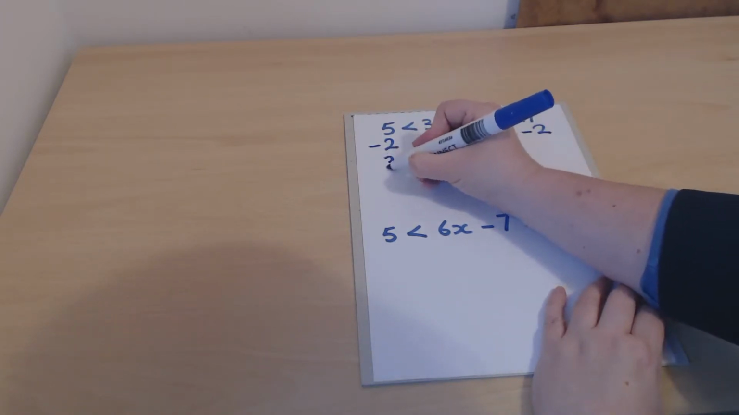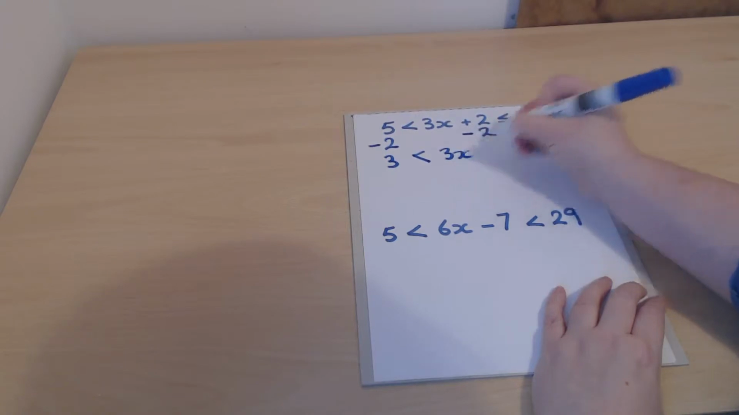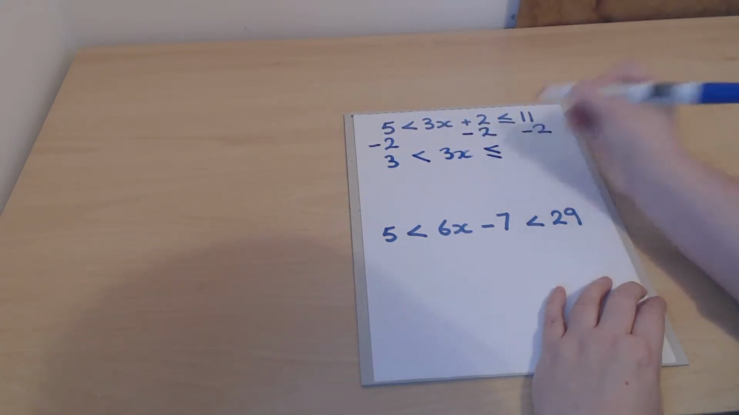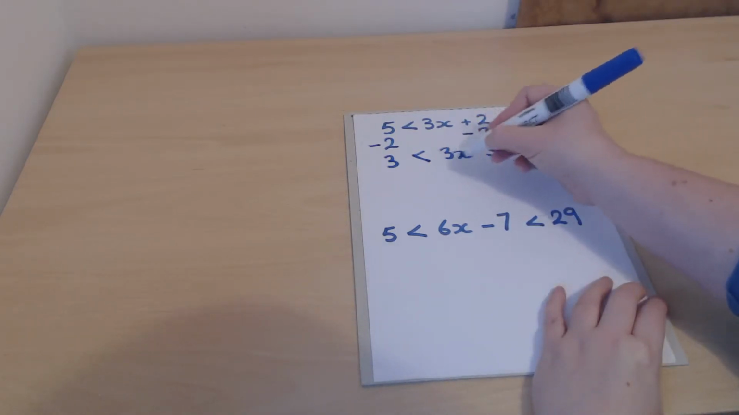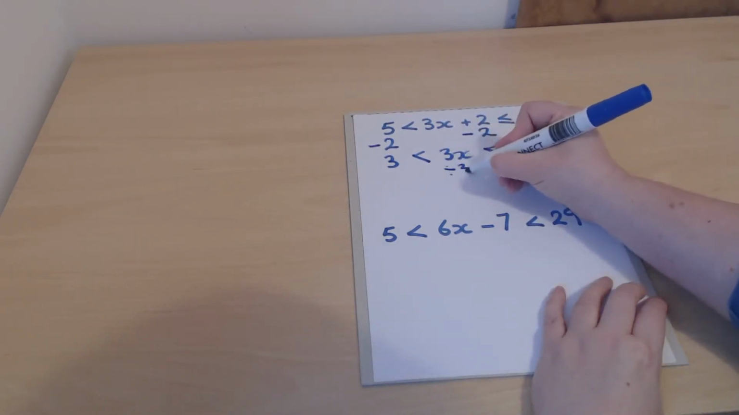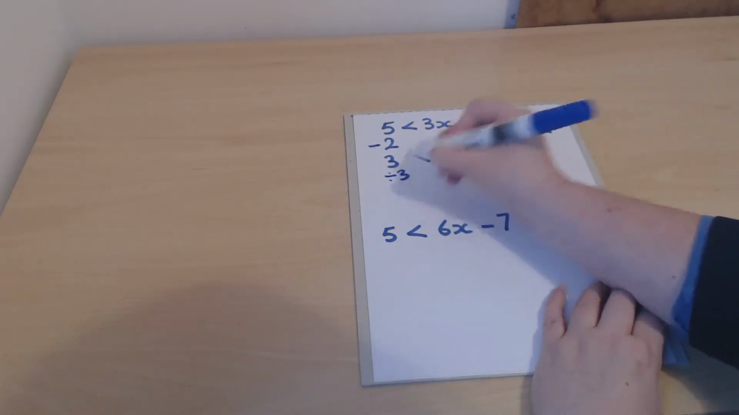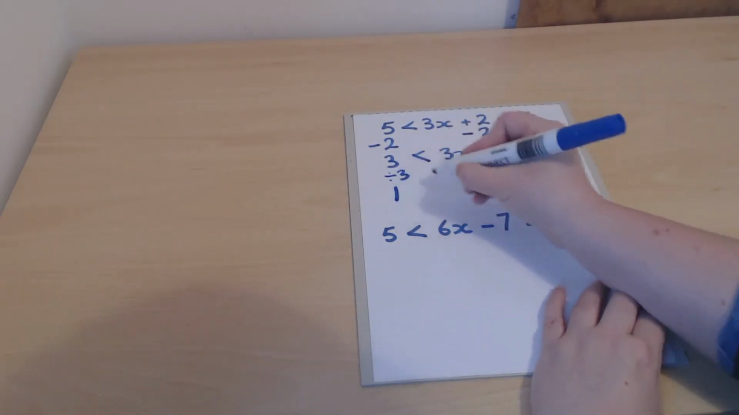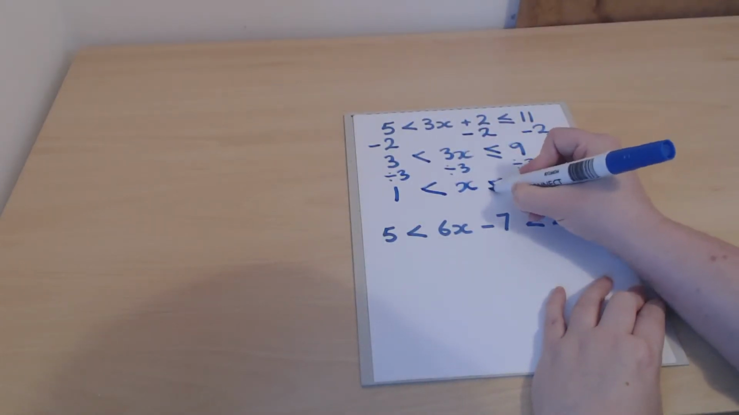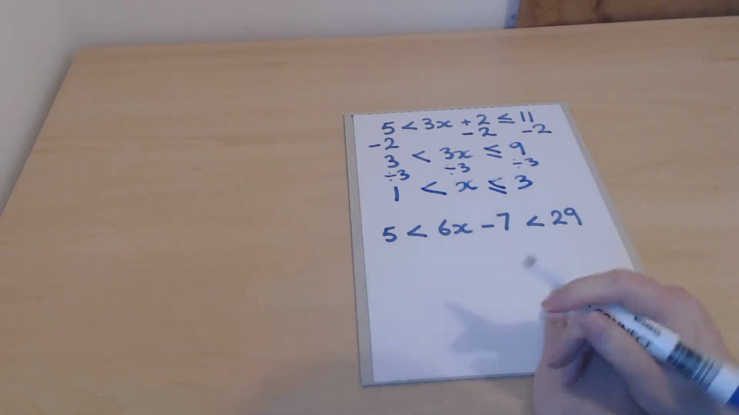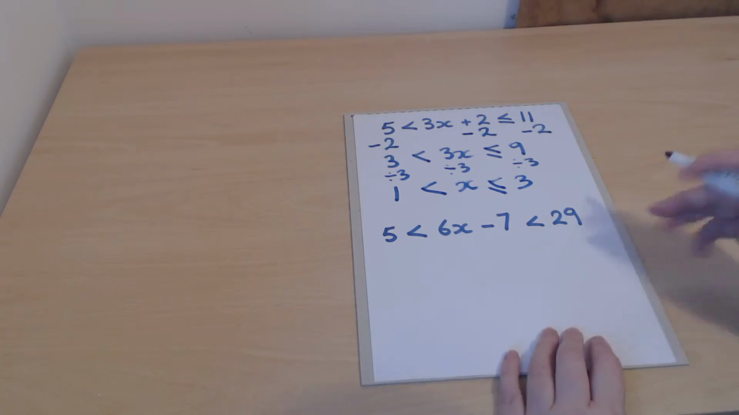So that leaves us with 3 is less than 3x, which is less than or equal to 9. So now to get just x here, we need to divide by 3. So we're going to do it here and here as well. So now we've got 1 is less than x, which is less than or equal to 3. And that's our inequality solved. I'll do one more of these.